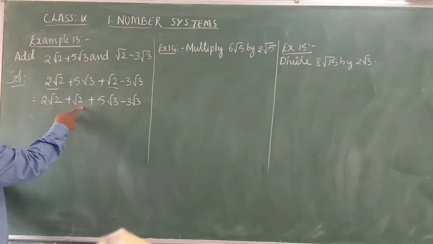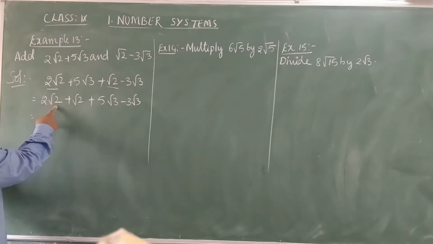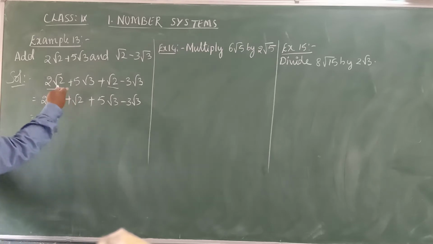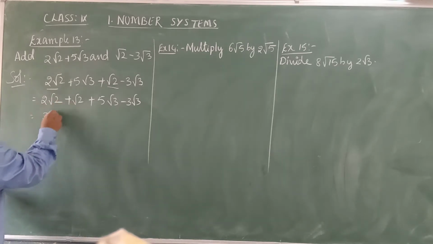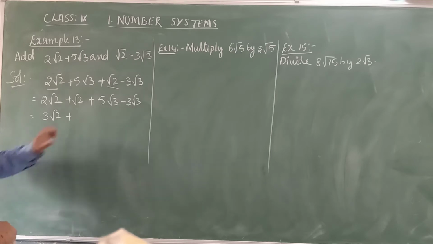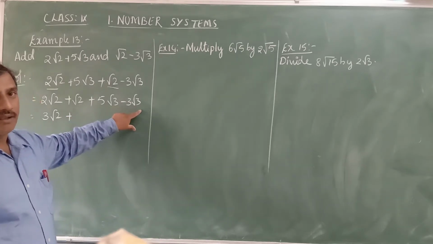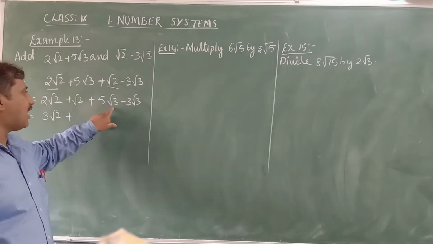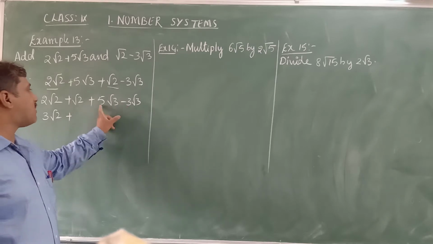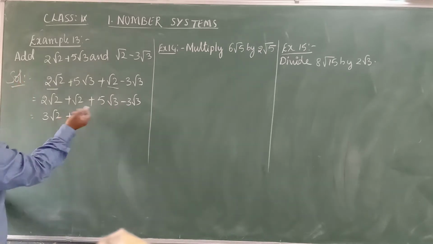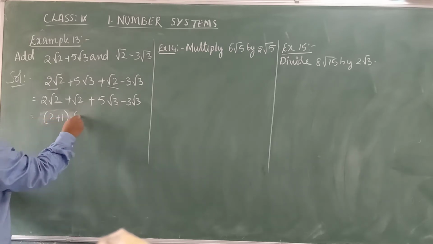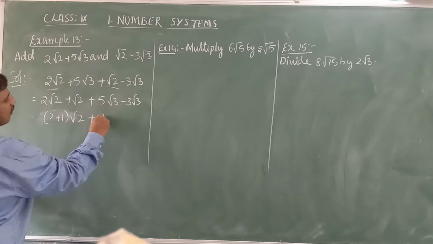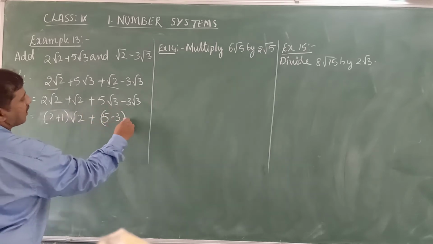2 root 2 plus root 2. Here 2 is the coefficient of root 2, and for root 2 there is no number, which means it is 1. So add the coefficients and take the common term. 2 plus 1 is 3, so 3 root 2. Then 5 root 3 minus 3 root 3: 5 is the coefficient for root 3 and here it is minus 3. Subtract these two numbers. 5 minus 3 is 2, so 2 root 3. Or you can write the coefficients 2 plus 1 for root 2, and subtract the coefficients 5 minus 3 for root 3.